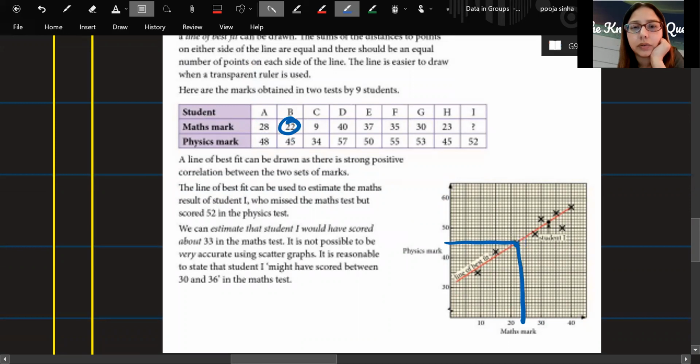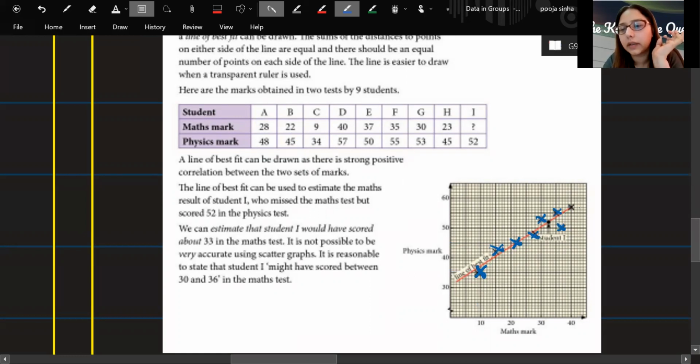Math was 22, physics was 45. Then math was 9, which looks to be this one, and physics was 34, this way. Do you see how to plot these points? Similarly, you'll plot the others. Then you get these crosses, right?